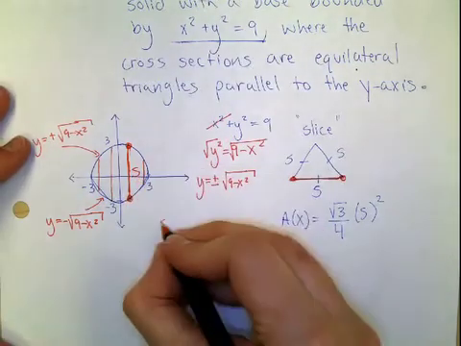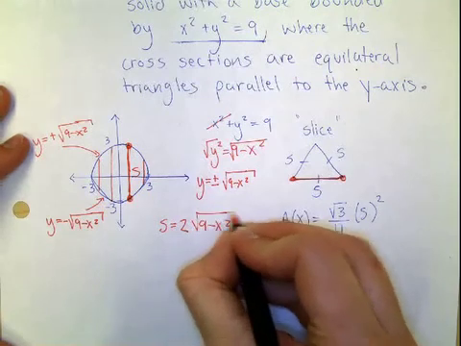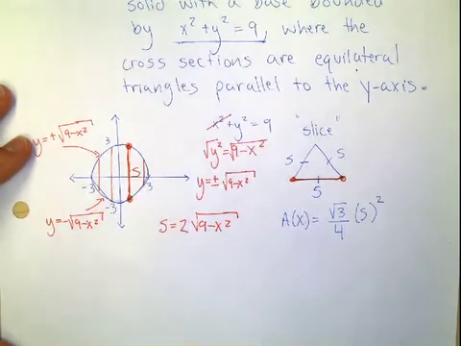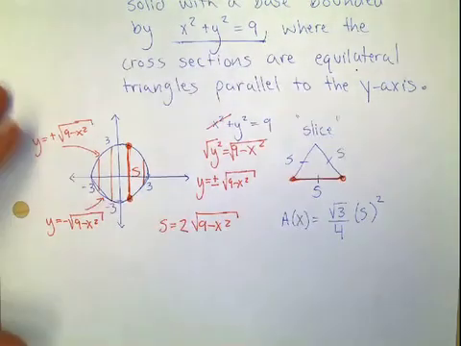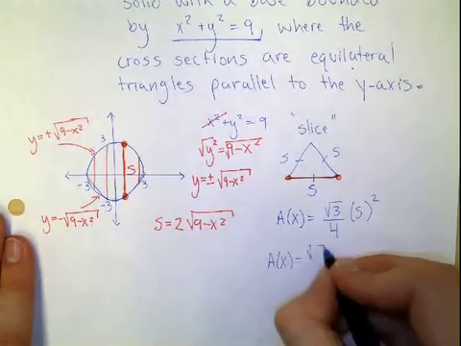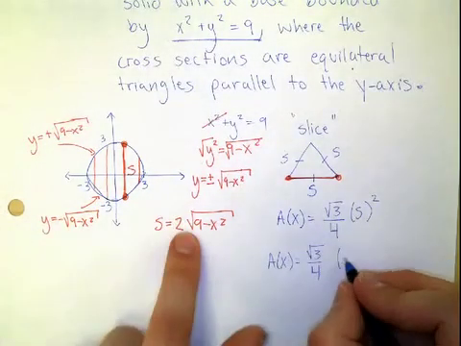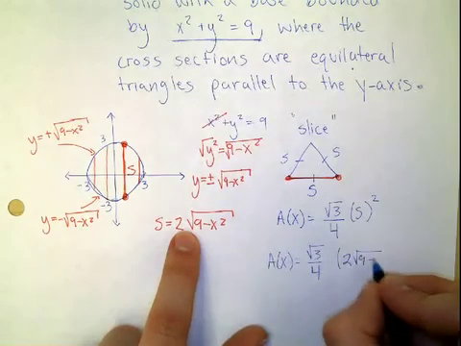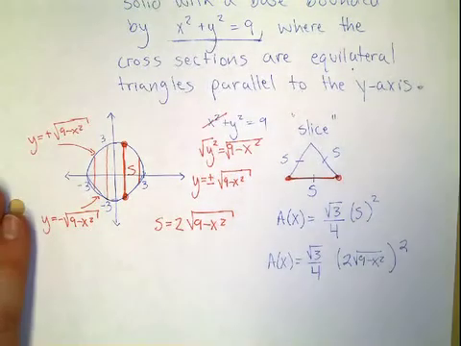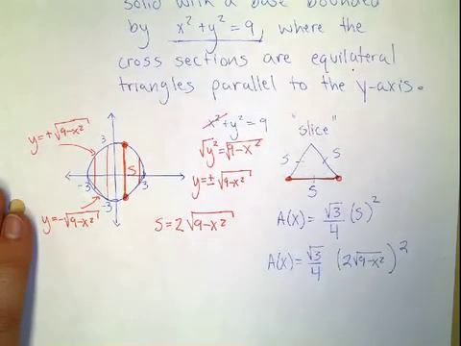I could say S equals 2 times radical 9 minus x squared. Basically, 2 of these gives me the top half and the bottom half and gives me the full length. So my area formula that I wrote over here, A of x, is radical 3 over 4 times side squared, but I just figured out my side is 2 times the square root of 9 minus x squared. So we're going to square that. That's my side squared. And then whatever this cleans up to be is going to go in my volume integral.